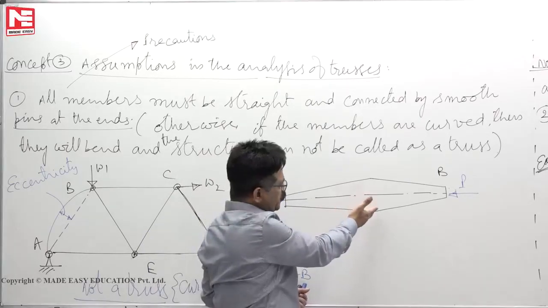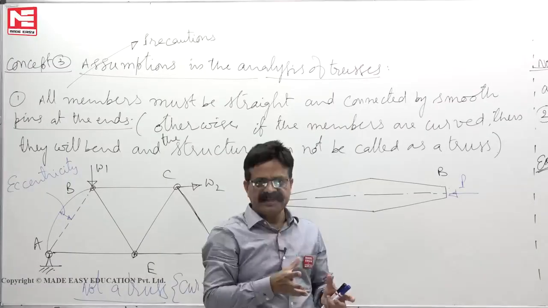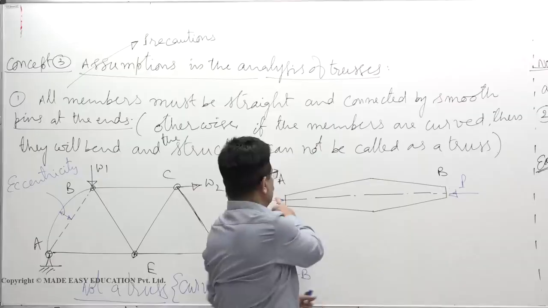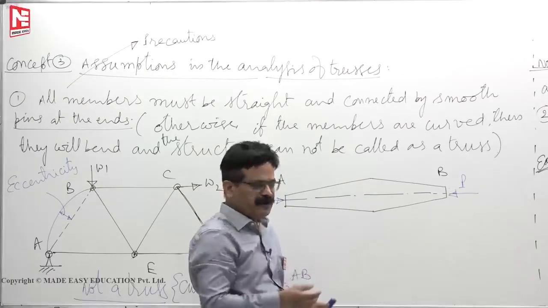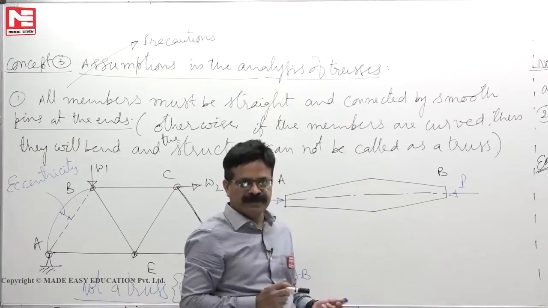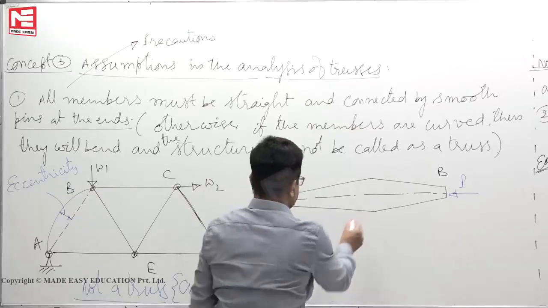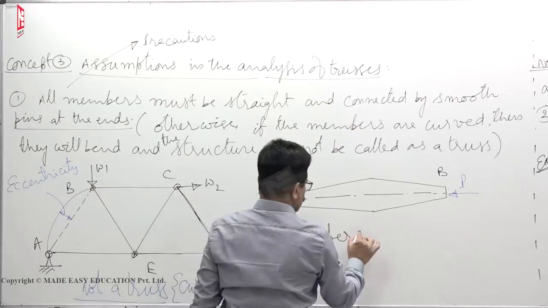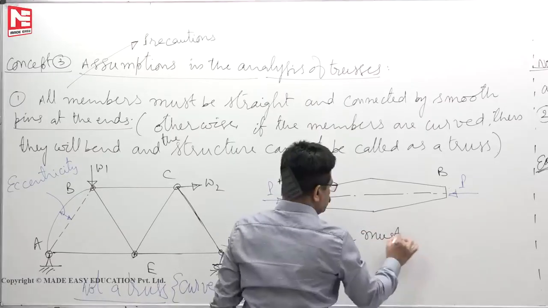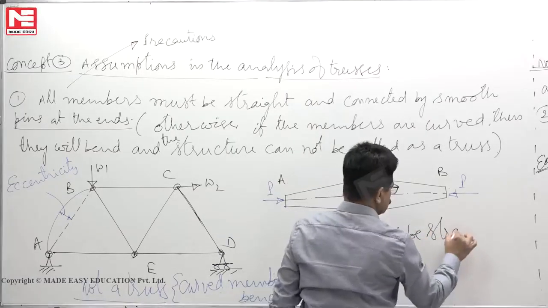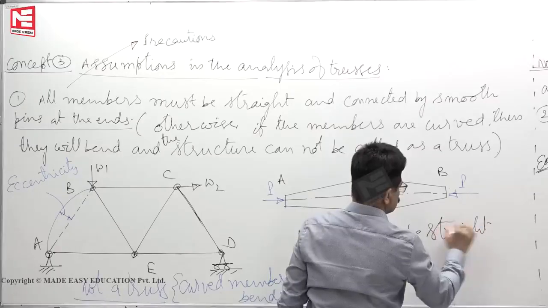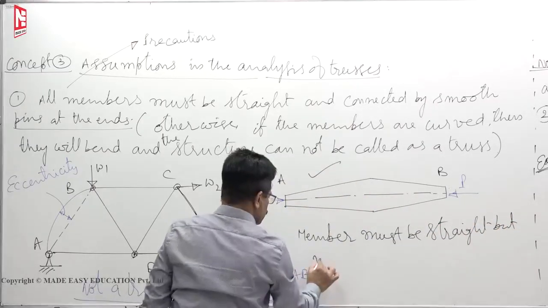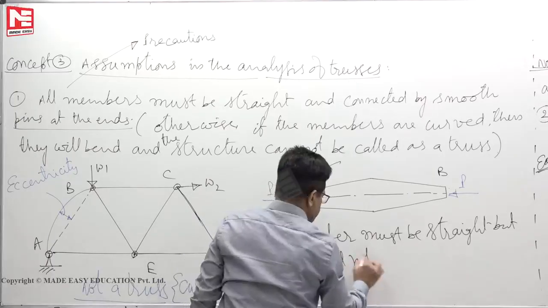Such type of things we use where you want to prevent buckling, say. Here more cross section will be, the diameter will be more, here diameter will be less. So to prevent buckling, we use this type of members. So tapered section. Member must be straight, but such members we can use, but need not be prismatic.